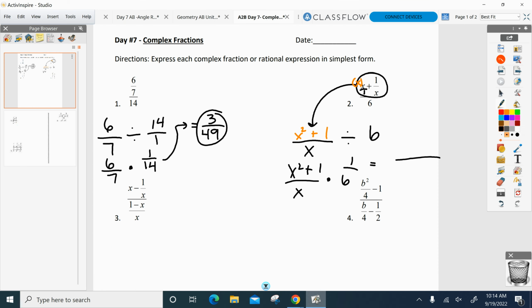Amanda, what's all left on top? x plus 1. x squared plus 1.